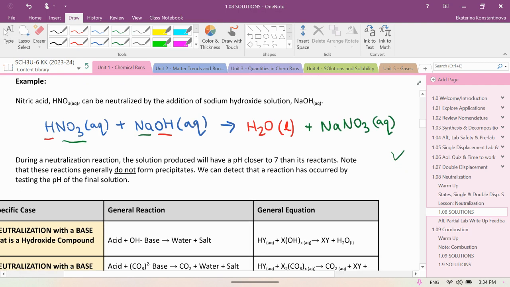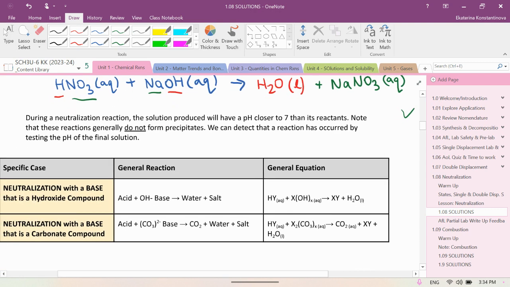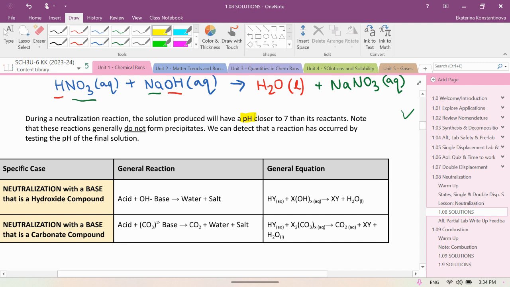Okay, so during a neutralization reaction, the solution produced will have a pH closer to 7 than its reactants, right? We know pH 7 is neutral. Note that these reactions generally do not form precipitates. So unlike the previous lesson where we learned about precipitate formation and gas formation, neutralization does not form precipitates, and all three of those categories are double displacement reactions. They're just like subcategories.